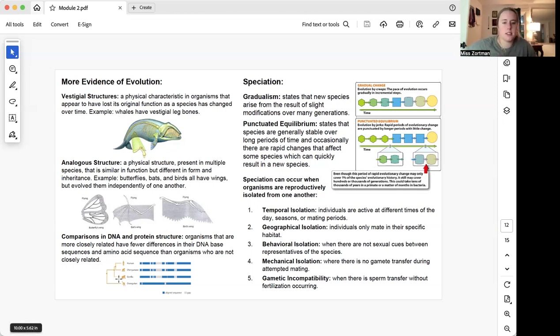And then comparisons in DNA and proteins: we can take DNA and proteins, because there is not a wide range of those, and compare them to see how closely related two species are to each other. Gradualism and punctuated equilibrium basically state how changes occurred over time. Gradualism is small changes over a long period of time, whereas punctuated equilibrium is bigger changes over short periods of time.